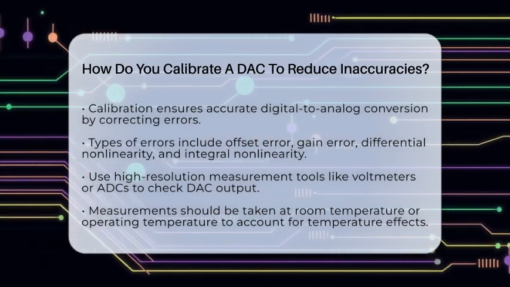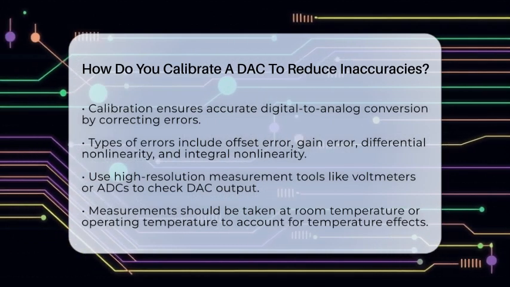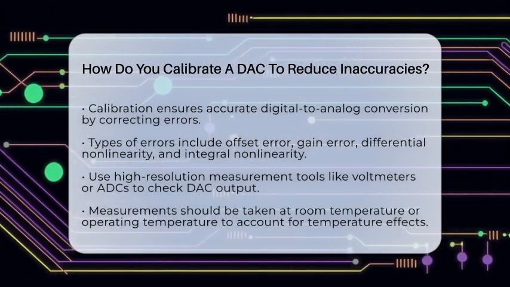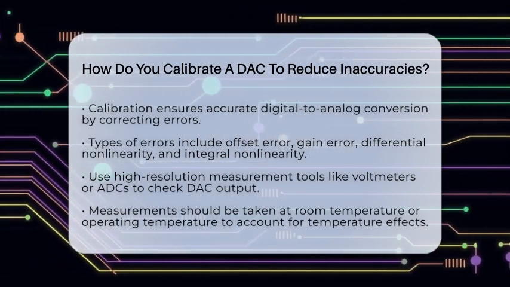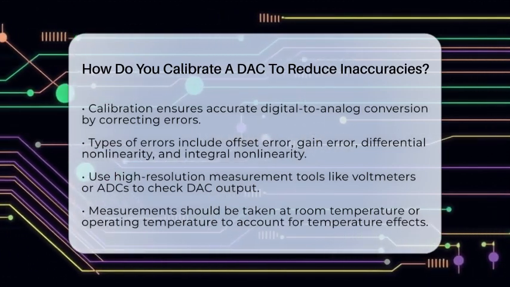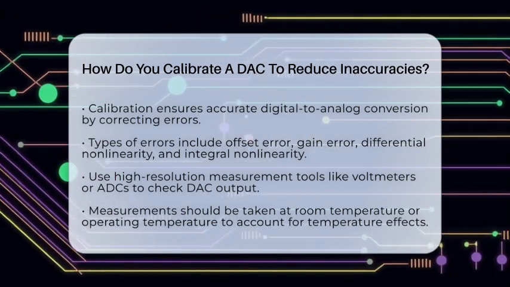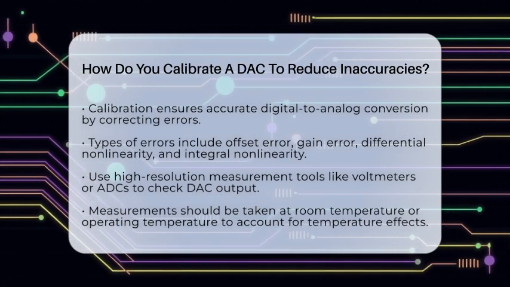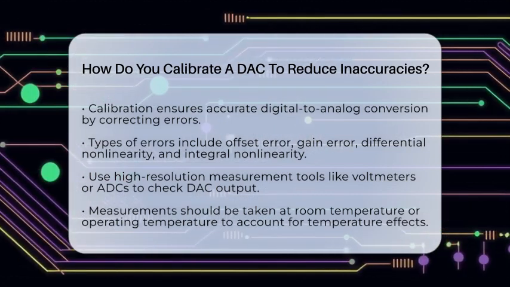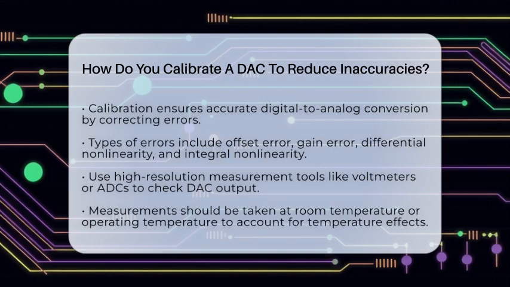First, you need to understand the types of errors that can happen. Offset error is when the output voltage isn't zero when it should be. Gain error is when the slope of the output versus input isn't what it should be. Differential nonlinearity means the steps between digital codes are uneven, and integral nonlinearity is when the overall output deviates from a straight line.